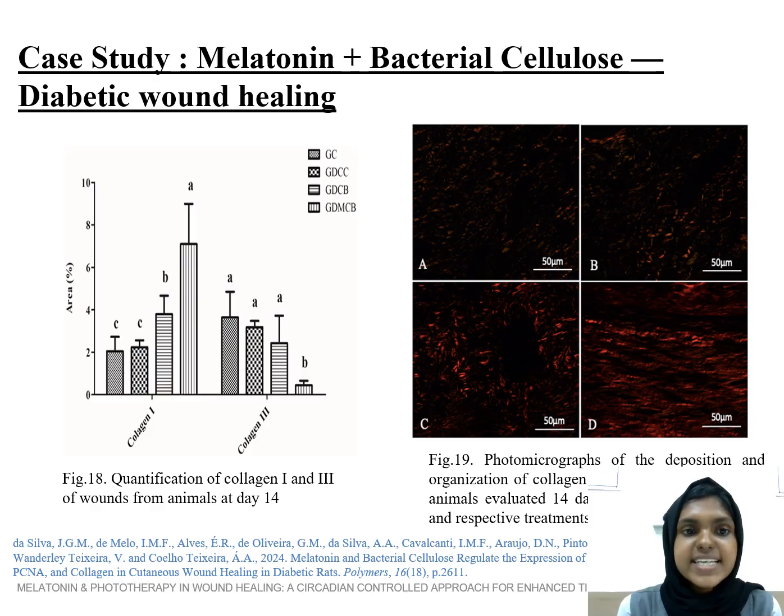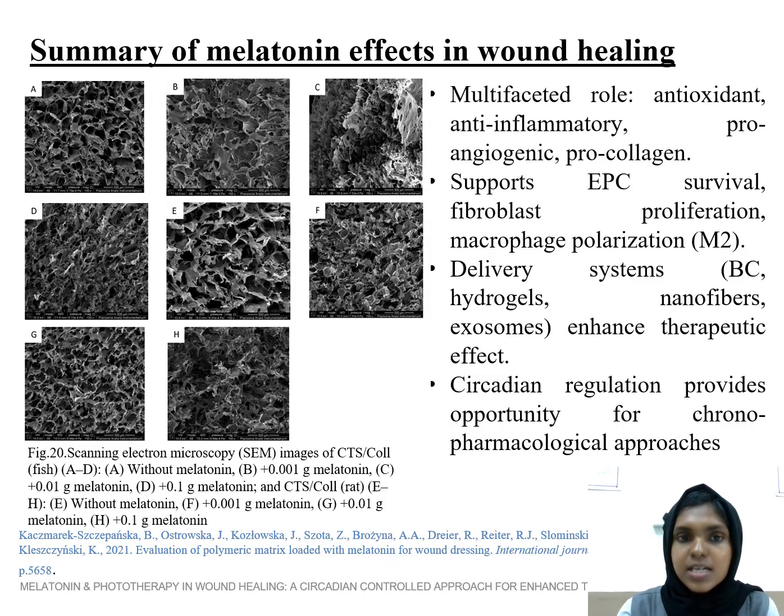This slide shows the case study of melatonin plus bacterial cellulose for diabetic wound healing. This is the result of diabetic wound healing in a rat, with melatonin and bacterial cellulose combined together. As we can see in the final picture, the structures are improved, and that means cell proliferation is high. That means the wound closure is better when treated with melatonin and bacterial cellulose.